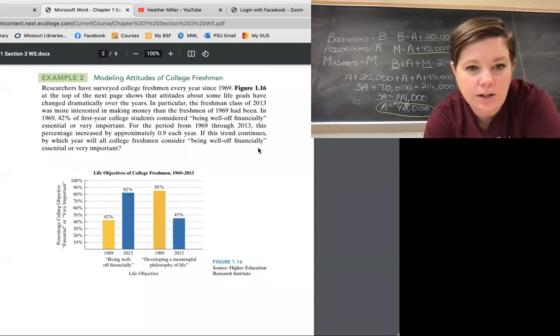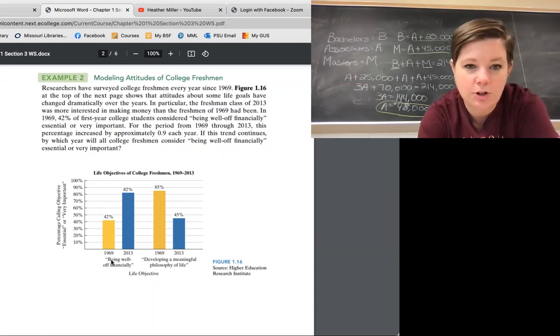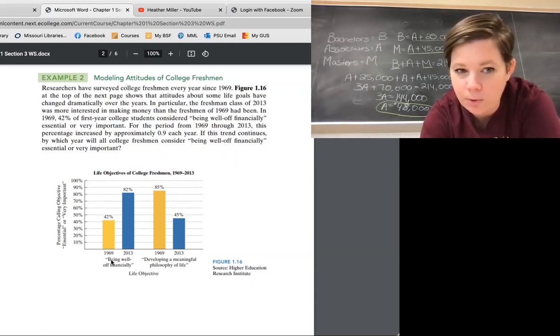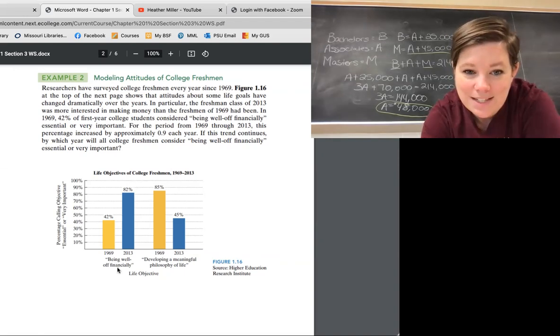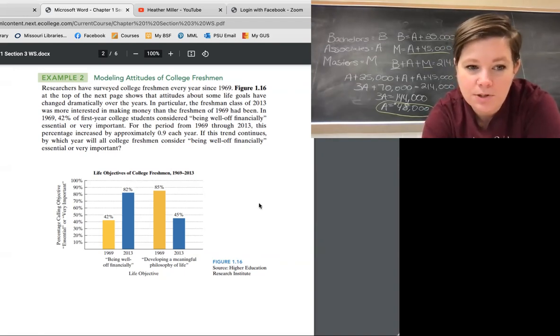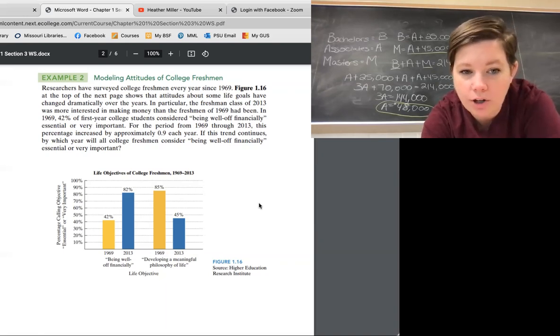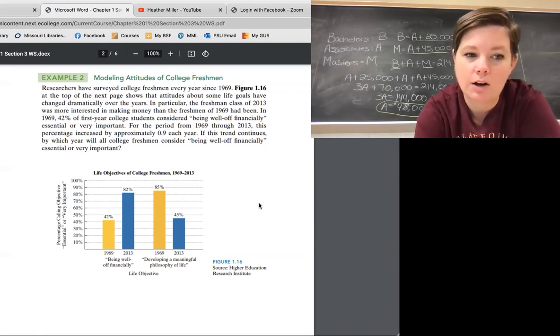So researchers have surveyed college freshmen every year since 1969. There's the picture, and we just talked about it. So in particular, the freshman class of 2013 was more interested in making money than the freshman class of 1969. In 1969, 42% of first-year college students considered being well off financially essential or very important. For the period from 1969 through 2013, this percentage increased by approximately 0.9 each year. If that trend continues, by what year will all college freshmen consider being financially well off essential or very important?